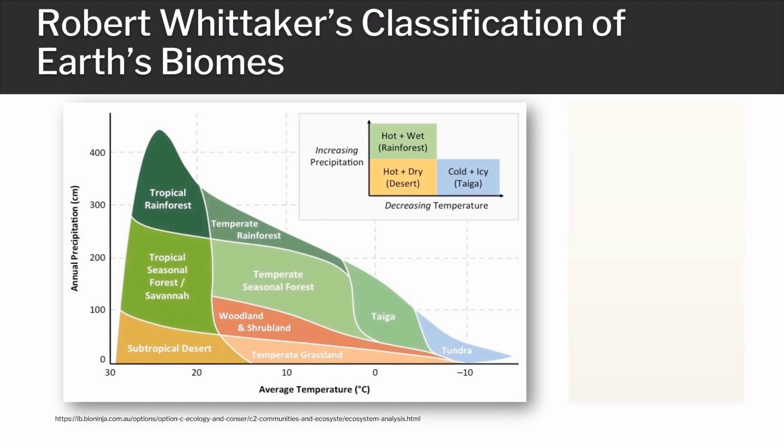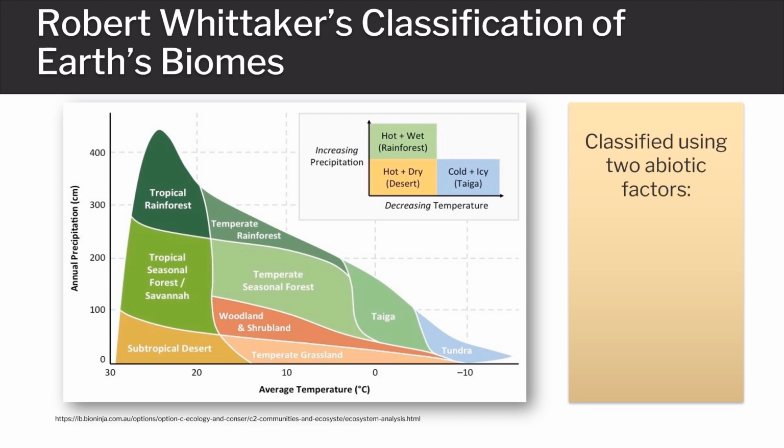In 1975, ecologist Robert Whitaker based his classification of 9 distinct biomes using 2 abiotic factors, precipitation and temperature. Variations in both are key abiotic factors that shape the composition of animals and plant communities. He matched vegetation type to regional climate to create a triangular figure within which all biomes fall.